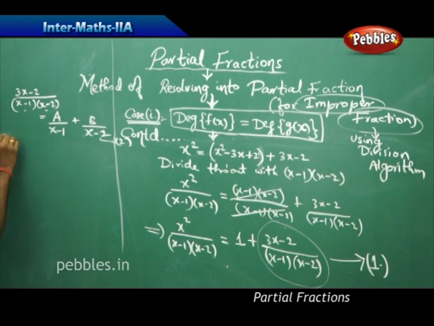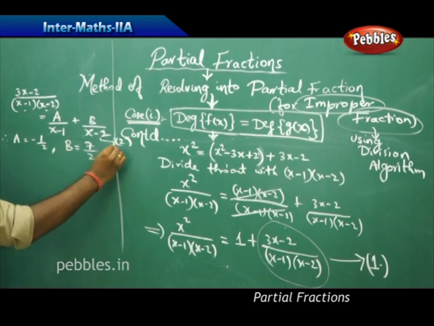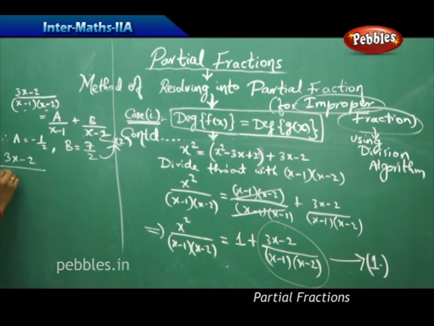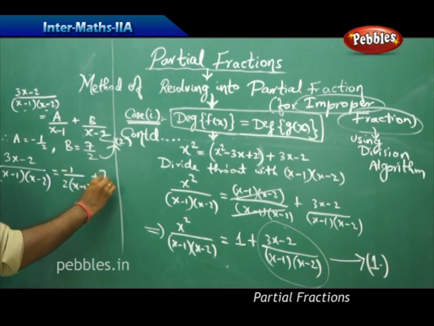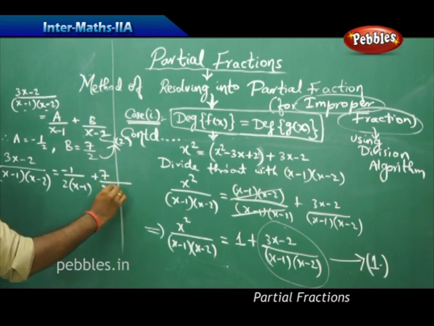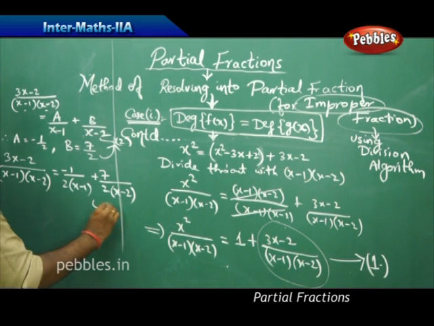Therefore, a is minus half and b is 7 by 2, which I substitute in equation 2, so that I get 3x minus 2 by x minus 1 times x minus 2 is a, which is minus half of x minus 1, plus b, which is 7 by 2 times x minus 2, which is taken as equation 3.